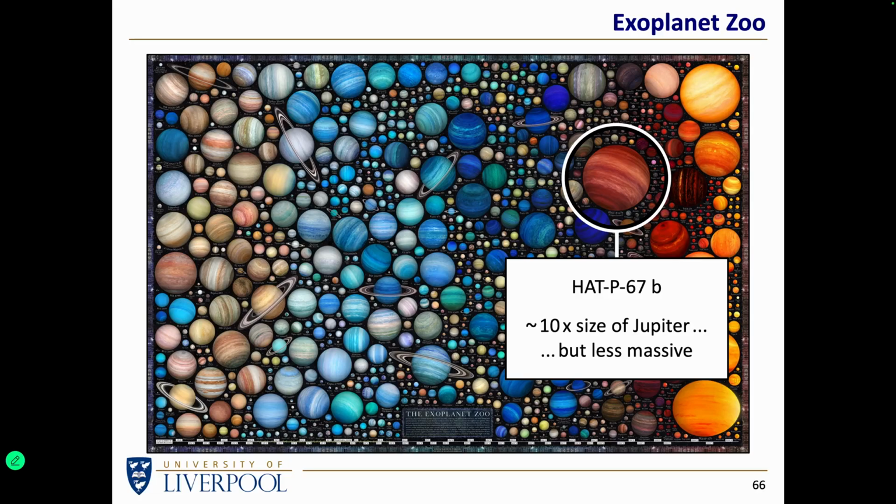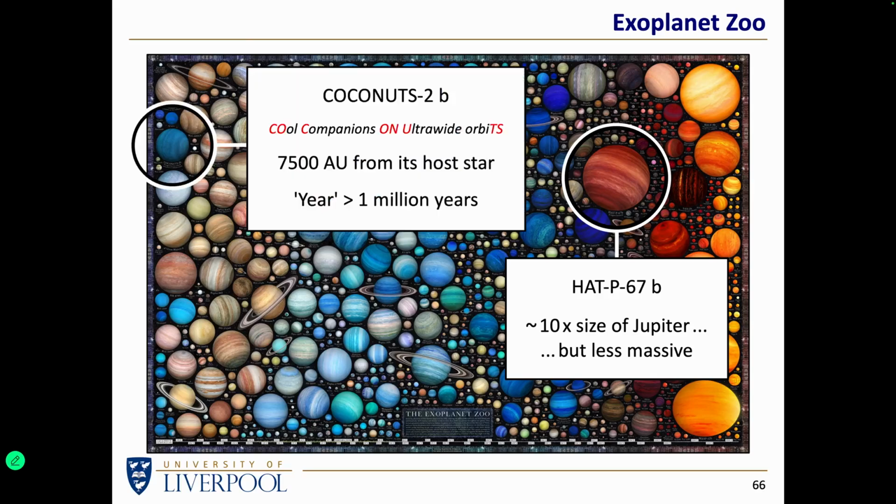And if HAT-P-67b is a rather bad name, well, I think the prize for the best name they've come up with so far must be COCONUTS-2b. Fantastic. COCONUTS, an acronym, Cool Companions on Ultra-Wide Orbits. I think they came up with coconuts first, and then they tried to reverse engineer a nice acronym that means coconuts. Cool Companions means we're talking about planets that are by no means warm. They are so far from their star on ultra-wide orbits that they will be extremely cold.